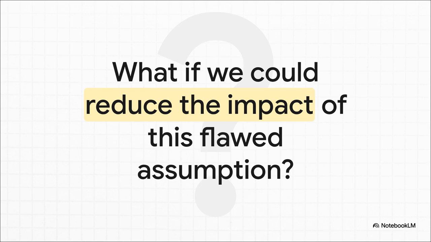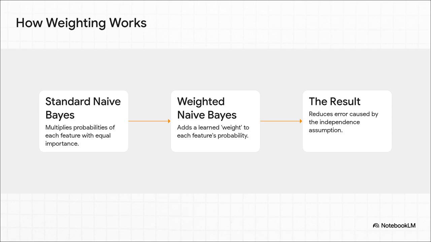What if we could tell it, hey, listen, these two clues are basically saying the same thing, so don't count them both at full strength. This is the whole concept behind attribute weighting. So here's how you can think about it.